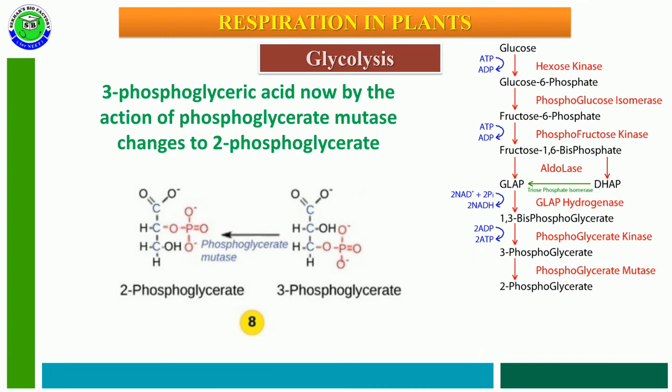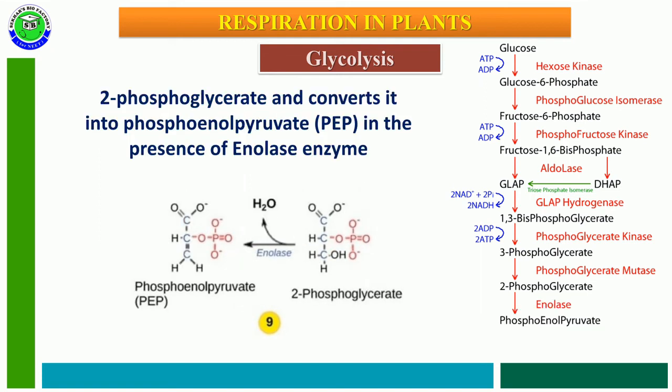The next, eighth step is the 3-phosphoglycerate or 3-phosphoglyceric acid. Now it is converted into 2-phosphoglycerate in the presence of an enzyme called phosphoglycerate mutase enzyme. In the ninth reaction, this 2-phosphoglycerate will be converted into phosphoenol pyruvate in the presence of enolase enzyme.